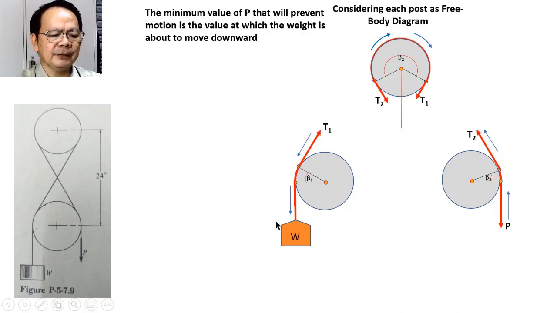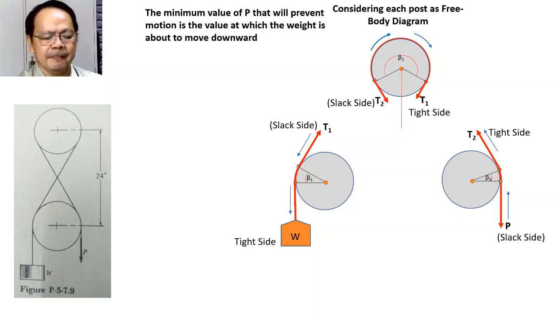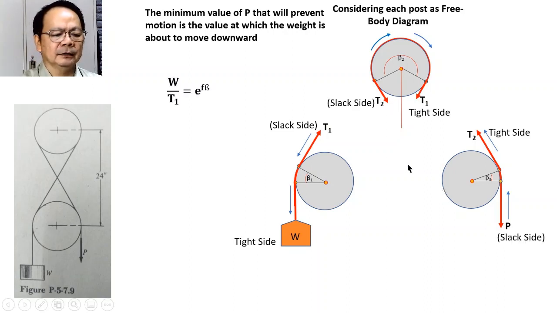Now, if we're going to examine the direction of the motion of the belt, therefore lalabas itong W natin will be our tight side, and this T sub 1 will be our slack side. Ganon din, ito naman, mahihila ito in this direction, therefore T sub 1 will be our tight side, and T sub 2 will be our slack side. At dahil nga hinihila naman siya pataas, T sub 2 therefore becomes our tight side, at P will be our slack side. And if we're going to substitute in the formula, the ratio between the tight side to the slack side is equal to e raised to f beta.